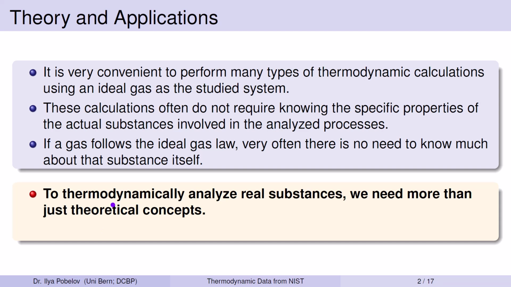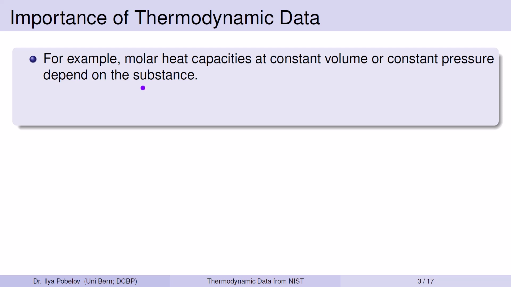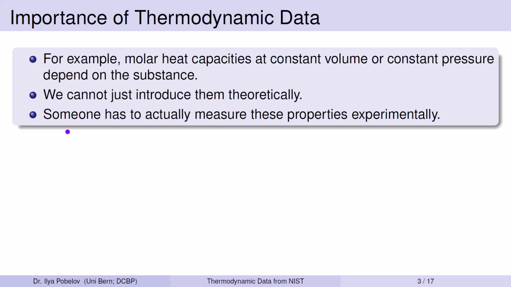To thermodynamically analyze real substances, we need more than just theoretical concepts. We also need substance-specific data. For example, as I mentioned earlier, molar heat capacities at constant volume or constant pressure depend on the substance. This means that we cannot just introduce them theoretically. Someone has to actually measure these properties experimentally.